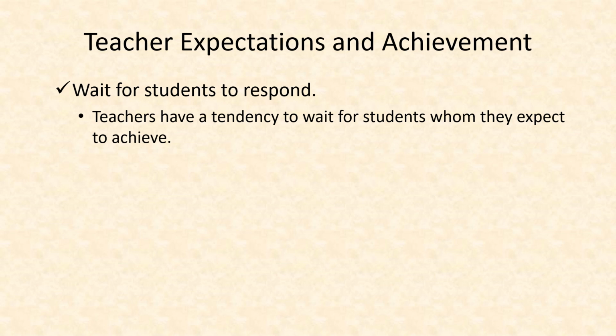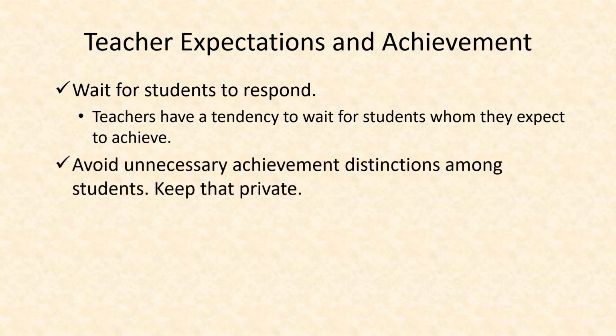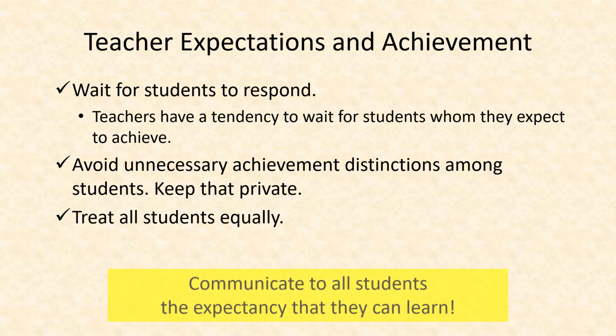So wait for all students. Give them all an equal chance. Avoid unnecessary achievement distinctions among students. Don't focus on that. Don't point that out. Keep that private amongst individual students. Treat all students equally. Call on students of all achievement levels. And again, spend equal amounts of time with all students. The bottom line is, communicate to all students the expectancy that they can learn and they can achieve.